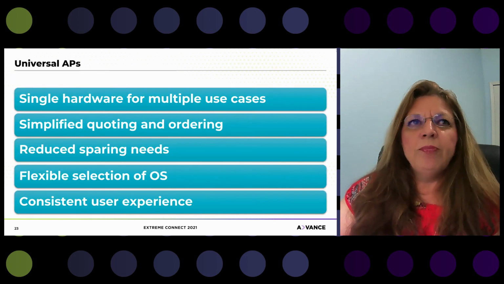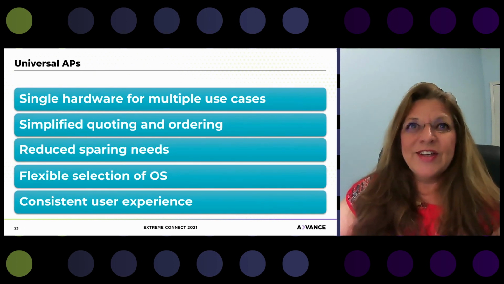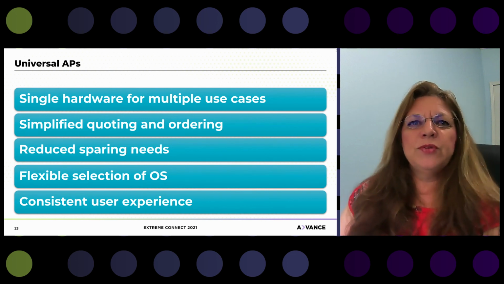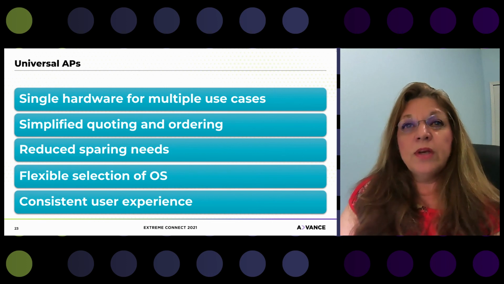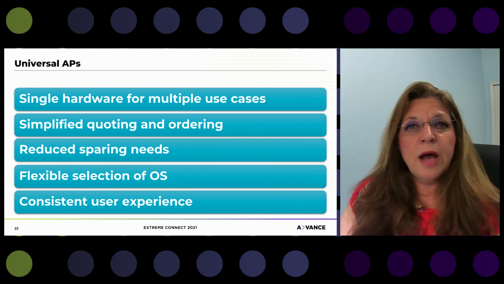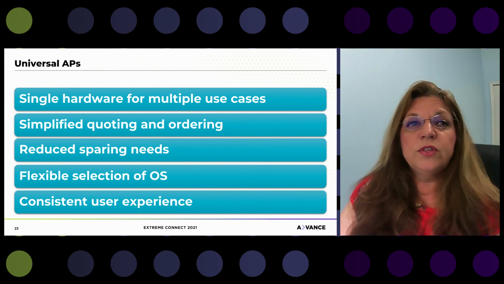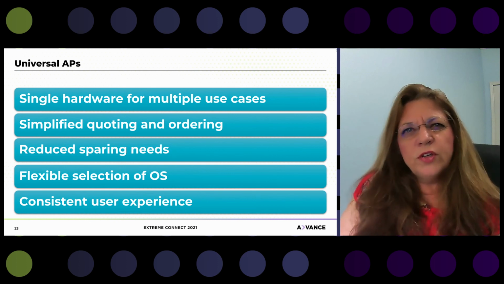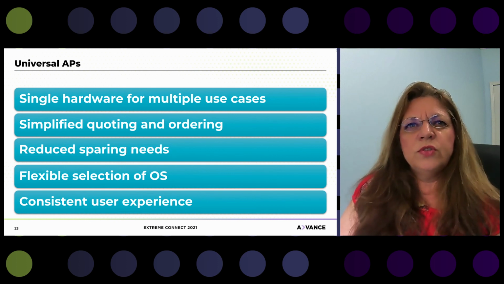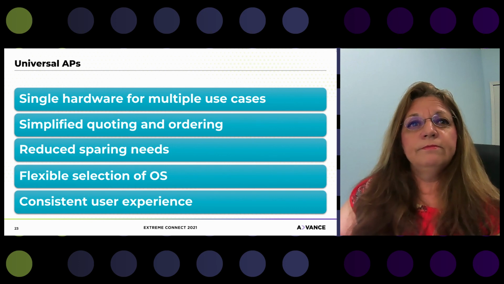So I'd just like to wrap up on universal APs. It's a single hardware for multiple platforms and multiple use cases. If you want to be on-prem, you can sit there on-prem. And if you want to go to the cloud, you can reboot and go directly to the cloud. Paulo gave you a great detailed demo of that. We reduce the sparing needs, and it's a flexible OS. So what we're trying to do is give you a consistent user experience across the board.